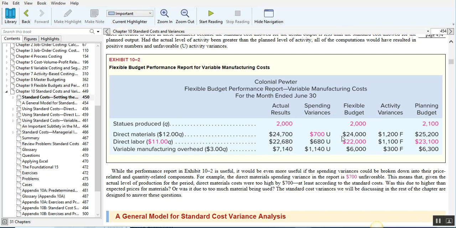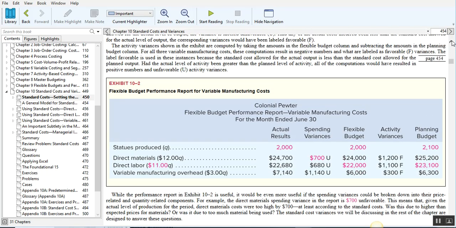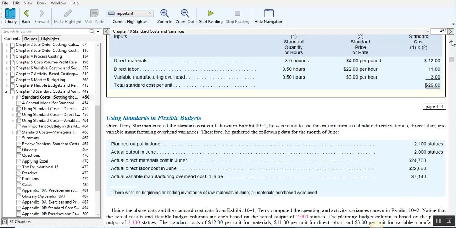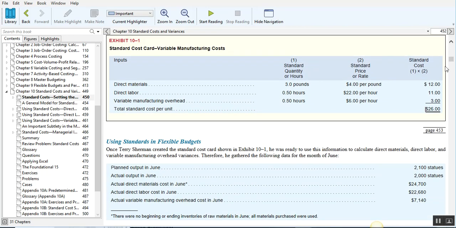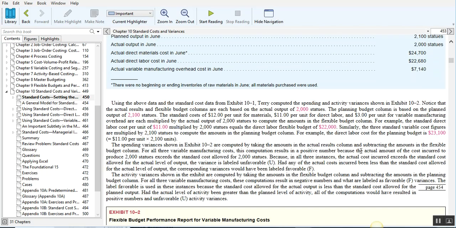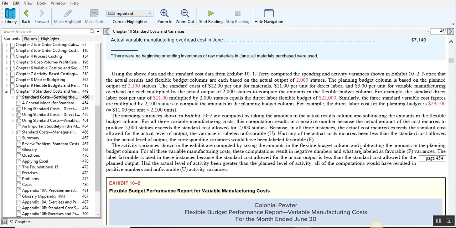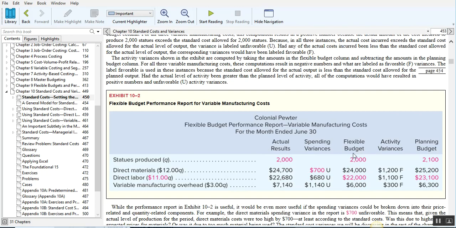overhead. And then in the spending budget, what we're going to do, if you recall, is we're going to go back to the standard budget and figure out, okay, how much should it cost for us to go from 2,100 statues down to 2,000? Instead of making the 2,100, we need to adjust our budget downward. So that what we have then, when we calculate that, we're going to wind up with direct materials.